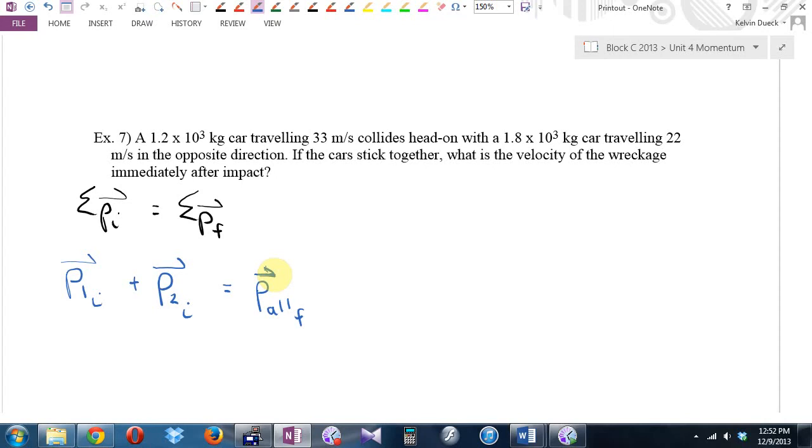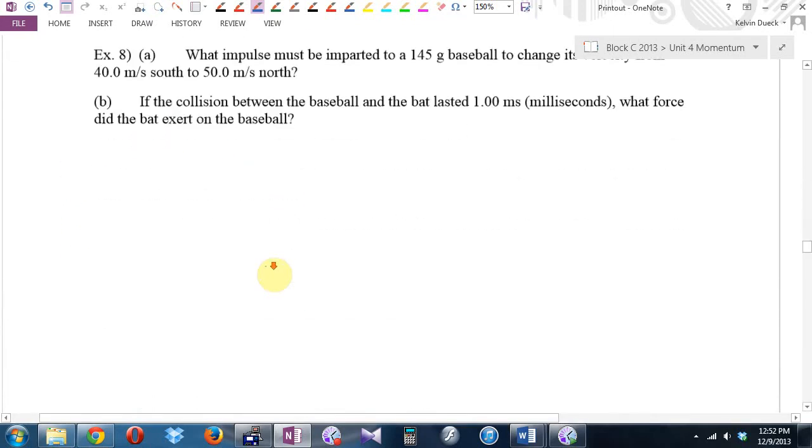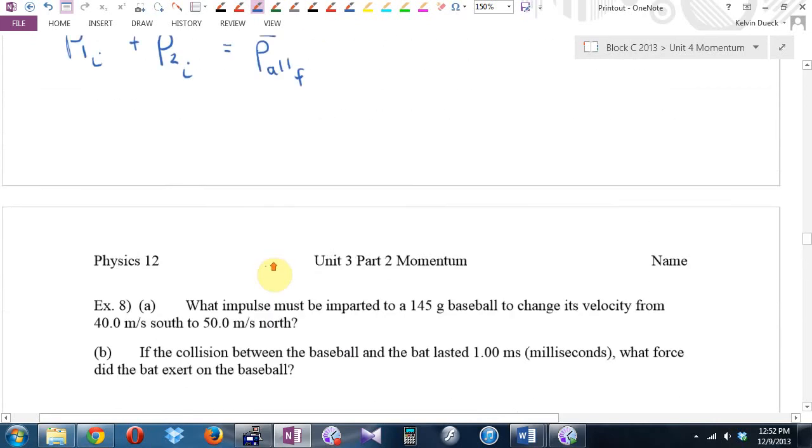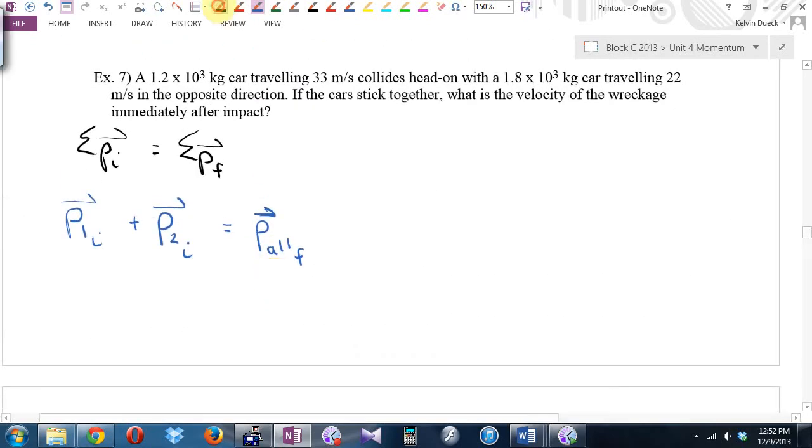Let's substitute in what momentum is. Momentum is what times what? Mass times velocity. Okay. This is going to be M1 V1 initial plus M2 V2 initial, and that's going to equal M1 plus M2 times V final. That's the definition of sticking together, yes?